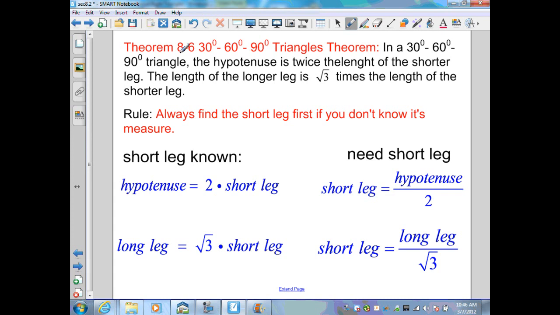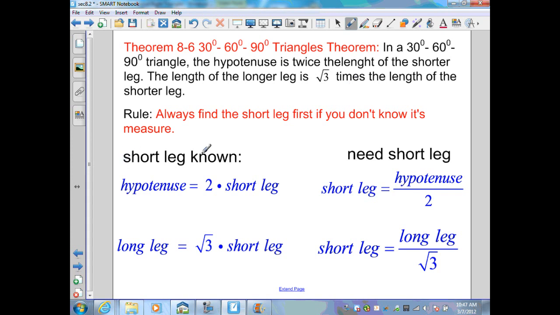This states that in a 30-60-90 triangle, the hypotenuse is twice the length of the shorter leg. The length of the longer leg is square root of 3 times the length of the shorter leg. As in the 45-45-90 triangle, you need to write these down and commit them to memory, because we have to know the formulas to find the values of specific segments in both of our special right triangles.